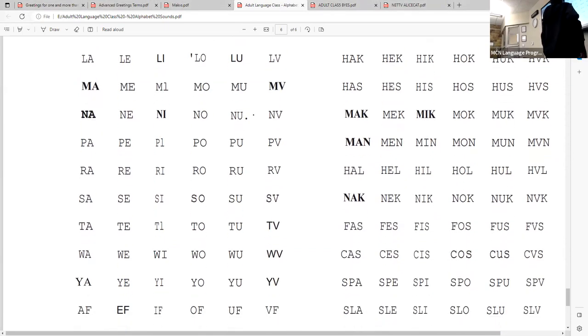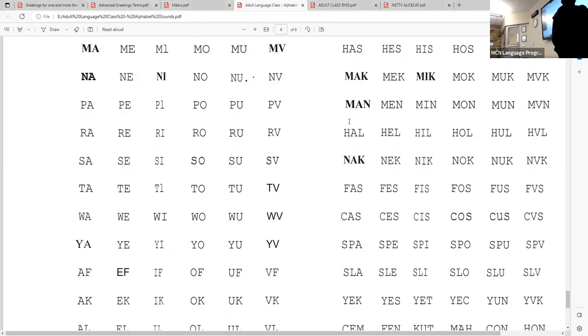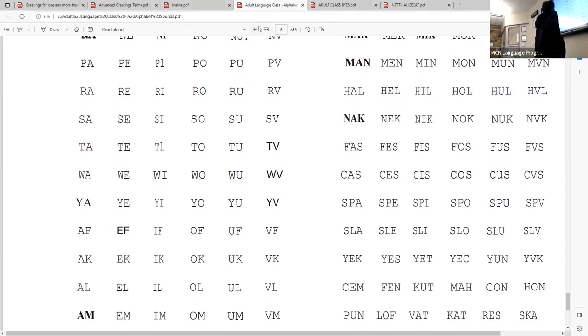Spa, speed, spade, sport, spoo. Spa, sla, slee, slay, slow, slew. What's the chance? Yeek, yeast, yit.